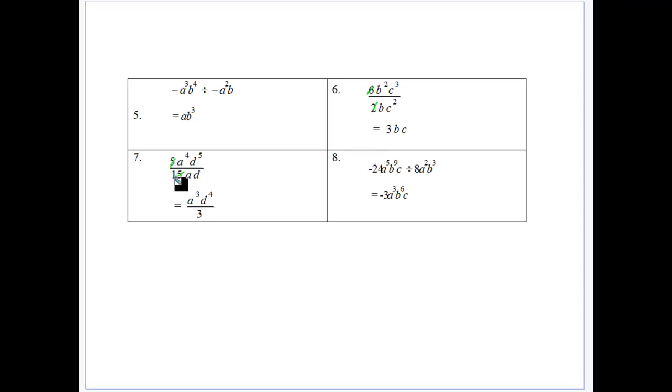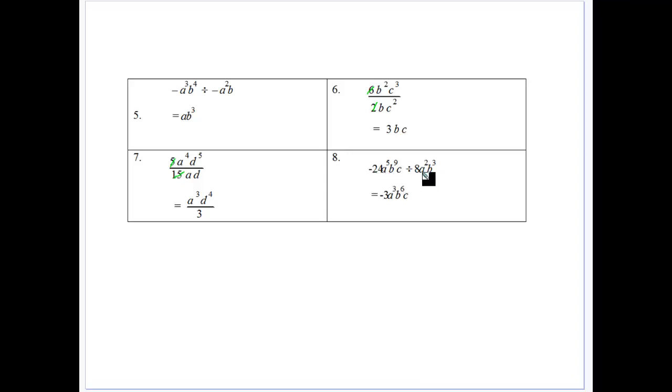Now this time the 5 divided by 15, well, that would give us 1/3, so we can write it all over 3. a to the power of 4 divided by a is a cubed, and d to the power of 5 divided by d is d to the power of 4. So we can write it either way. Whatever is more convenient for you, whatever you feel more comfortable with, that's what you can go with.